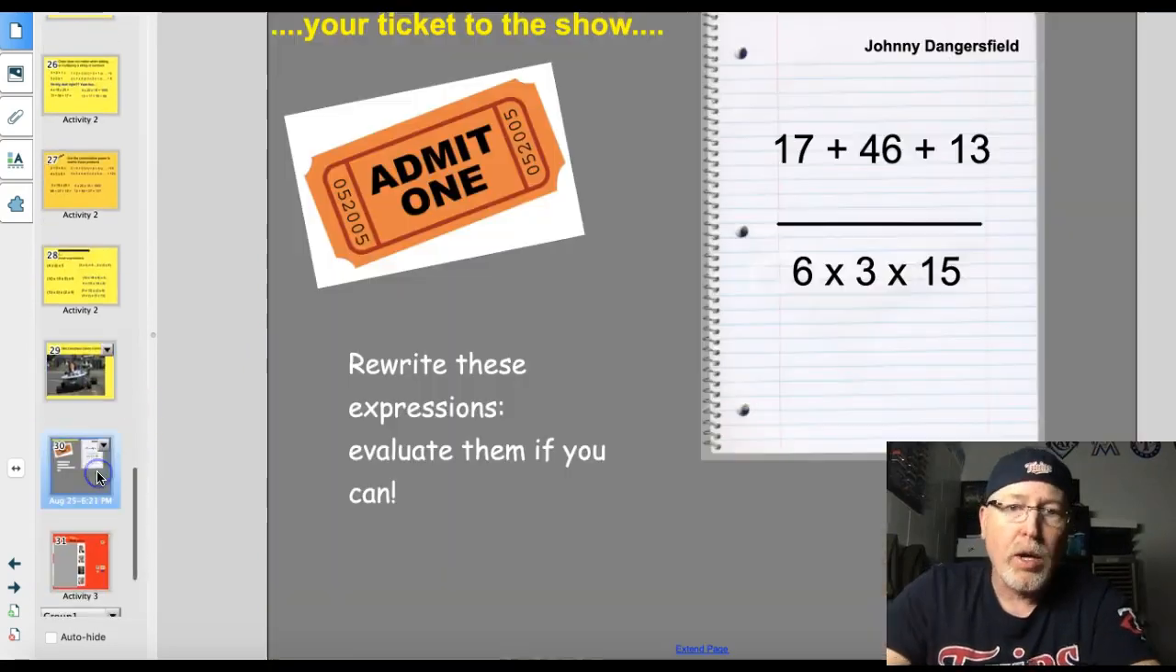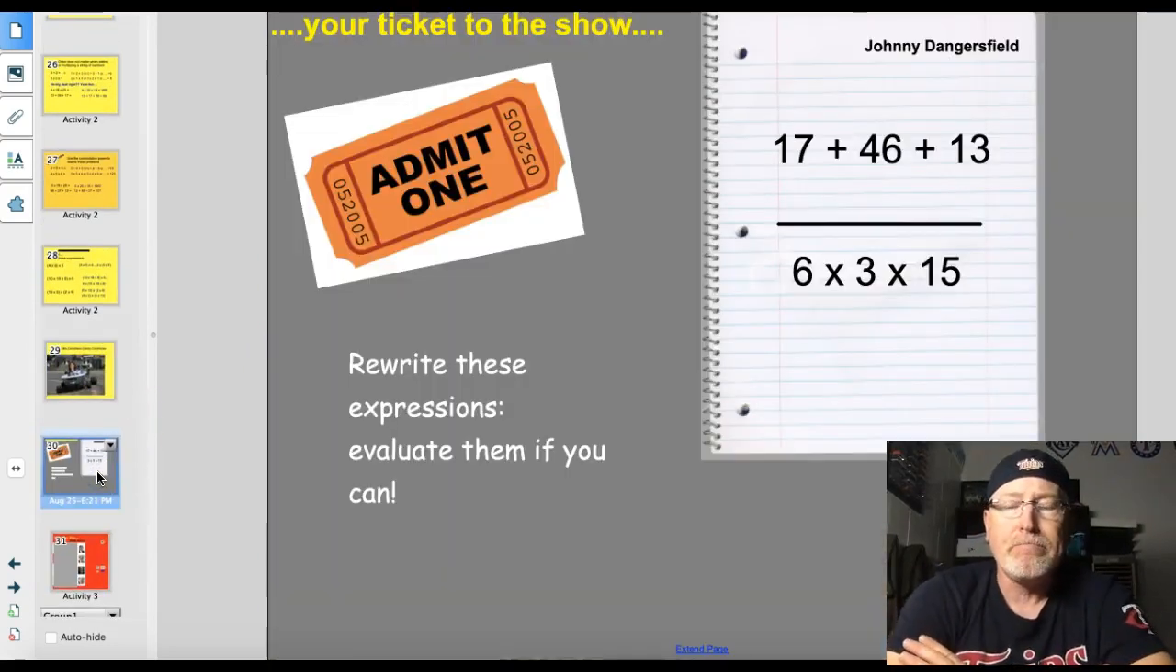Okay, here we go. A couple quick questions. Get these guys down. 2 ticket to the show problems. Just rewrite them. You do not need to evaluate them. If you want to impress me, go ahead and evaluate them.